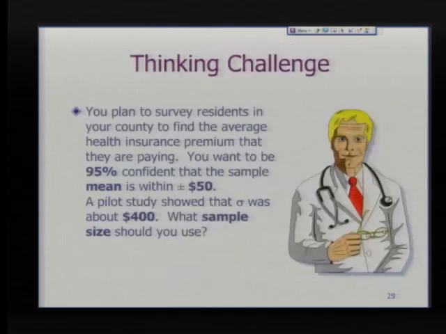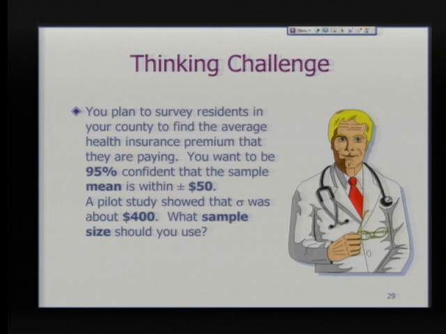For instance, let's look at this example. If you plan to survey residents in your county to find the average health insurance premium that they're paying, and you want to do a 95% confidence interval for estimating the average premium that they pay, and you want the marginal error to be within $50. Assume that people have done some pilot study and got an estimate for the standard deviation of the insurance premium paid by people living in this place, and that's 400. So in this case, standard deviation information is provided.